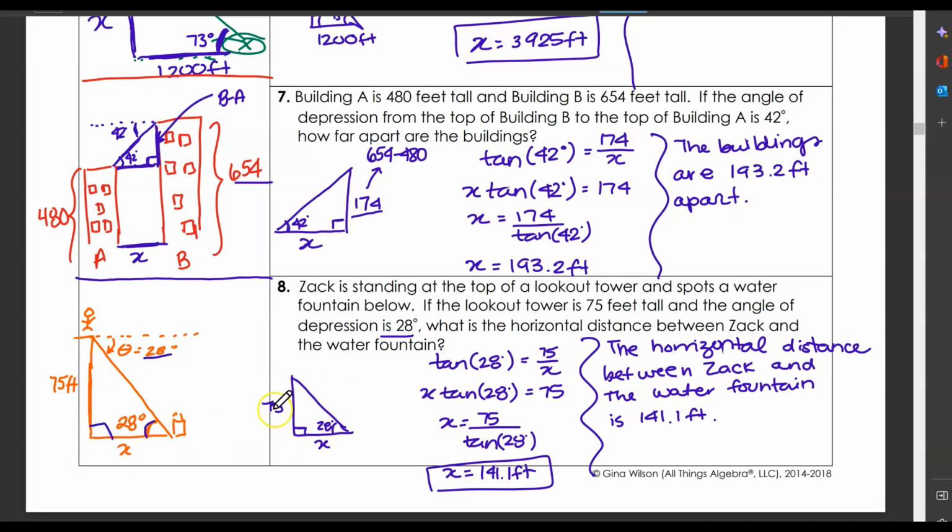I redrew it over here, so we have 75 is the height, because that's the height of that tower. We want to know how far away from a horizontal distance is Zach from that water fountain. So we turned it into a triangle like this. We are dealing with tangent again, but this time we have 75 over x. And then we go ahead and solve, and we obtain that x is equal to 141.1 feet. So the horizontal distance between Zach and that water fountain is going to be 141.1 feet in terms of distance. And that's the end of this section.